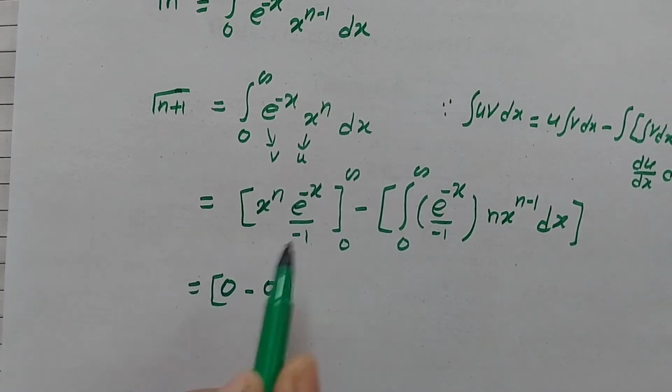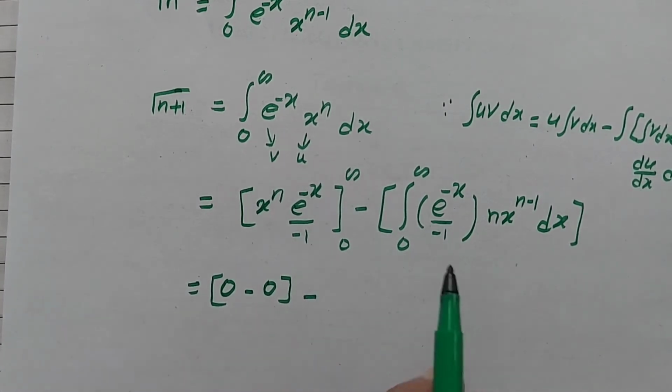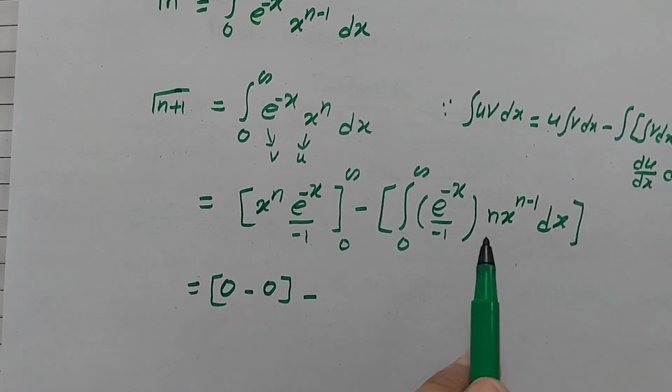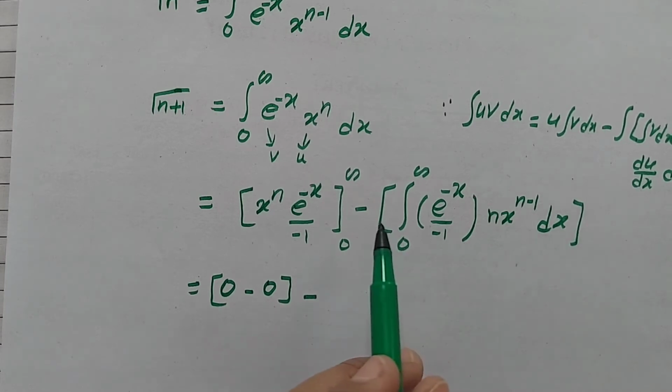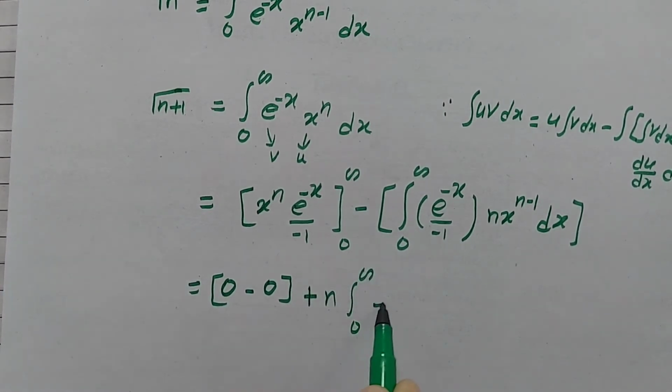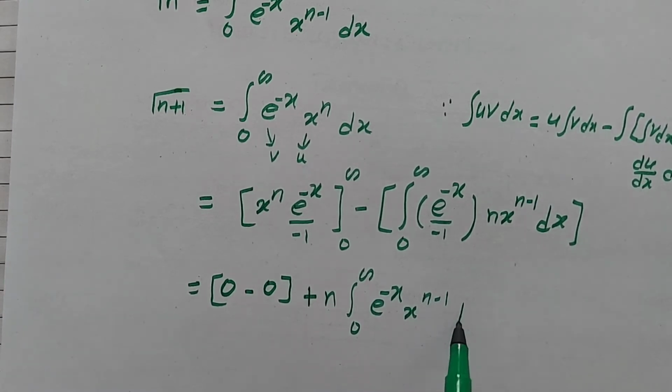So for upper limit minus lower limit, this term is 0 minus, and if we take this minus sign out, it becomes plus. This n is constant, so we take n outside the integration, and the remaining term is plus n times the integral from 0 to infinity of e raised to the power minus x, x raised to the power n minus 1 dx.